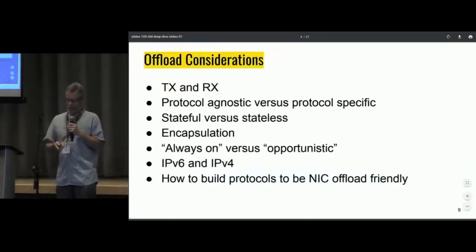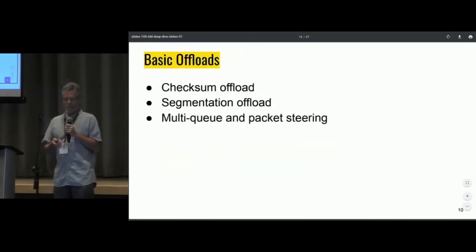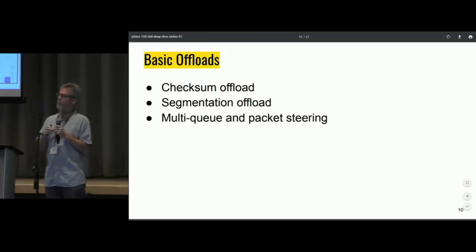So we can turn and look at some of the basic offloads. I'm going to skip that slide. We'll talk about three basic offloads, and these are kind of the oldest ones. They're very common amongst NICs. Most of these have been around since the 90s at least: checksum offload, segmentation offload, and multi-queue.